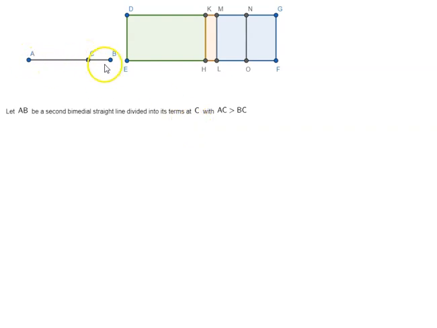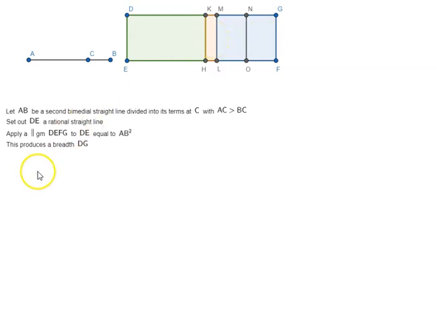So here, let AB be a second bimedial straight line divided into its terms at C with AC greater than BC. We set out a rational straight line DE. Apply a parallelogram DEFG to DE equal to AB square. When we apply that, we get the breadth, that is DG. What the proposition is saying is that DG is going to be a third binomial straight line. So let's see how we can prove that DG is a third binomial straight line.